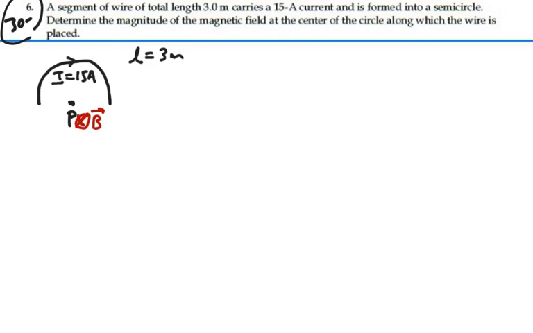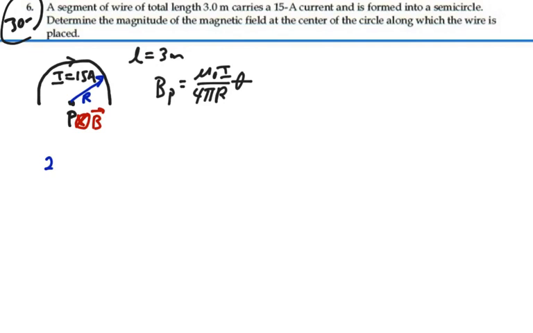Okay, we want to find this magnetic field, and according to curved segments, that would be equal to mu naught I over 4 pi r times theta, where theta is the angle in radians. In this case, it's going to be pi radians because it's half of a circle, and r is going to be the radius of this circle, which we don't know, but we do know that the length of this semicircle is 3 meters.